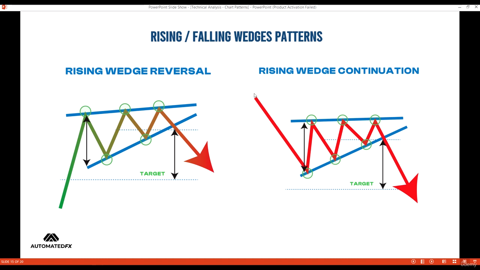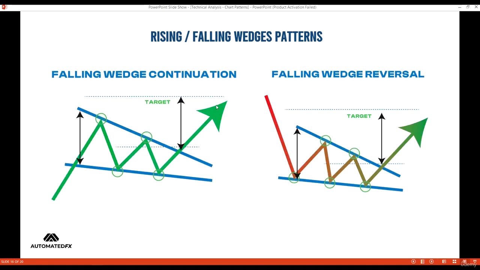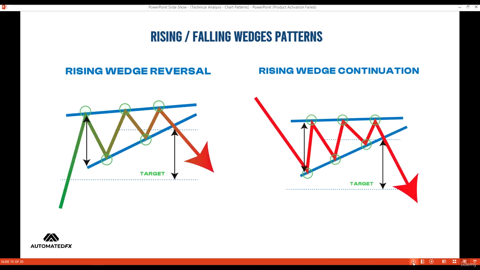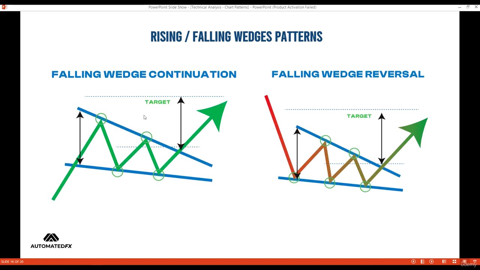So also with this one, we can see that it came from low, hit here, hit here, hit here, hit here, hit here, then broke out at this point, and then the target is also the same with this. So this is a reversal scenario, and this is a continuation scenario. Now for this, this is the rising wedge, and this is the falling wedge. Now for this falling wedge, this is a continuation, while this is a reversal.